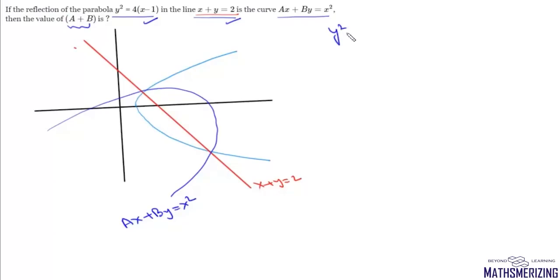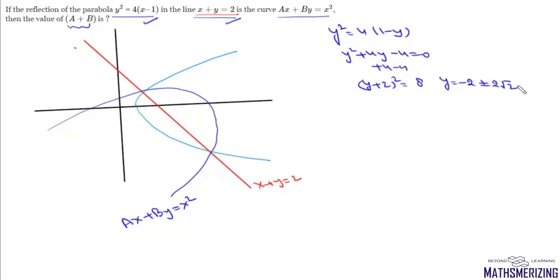So we can write y square equals 4, now we can write x minus 1 as 1 minus y. So it will be 4(1 minus y). So it will be y square plus 4y minus 4 equals 0. So it will be plus 4 minus 4. So (y plus 2) whole square equals 8. So it will be y equals minus 2 plus minus 2 root 2. So one of the points of intersection has y equals minus 2 minus 2 root 2, and another one will be y equals minus 2 plus 2 root 2.